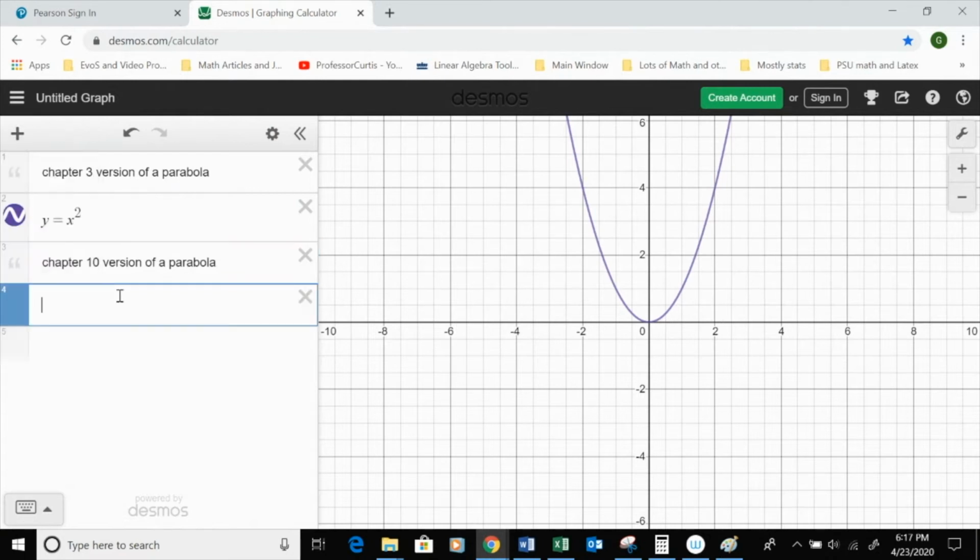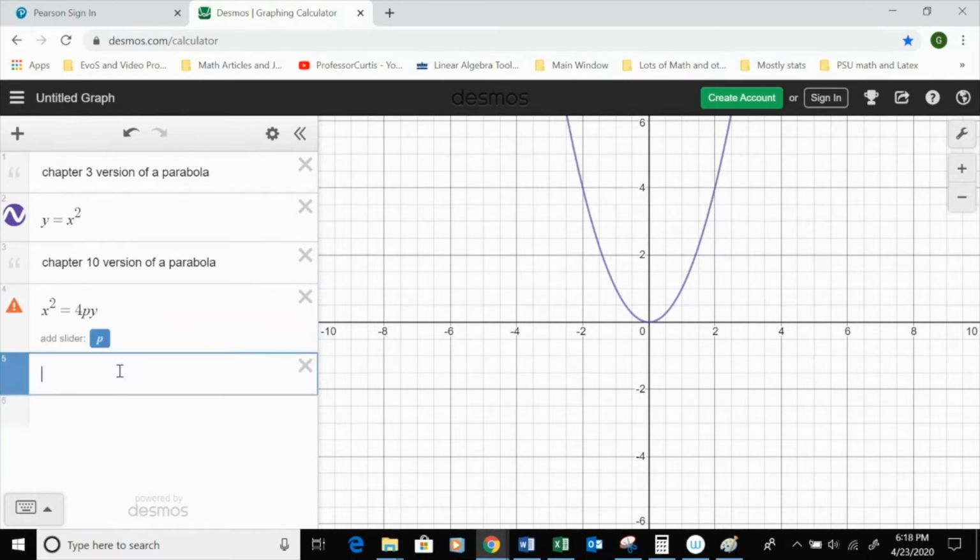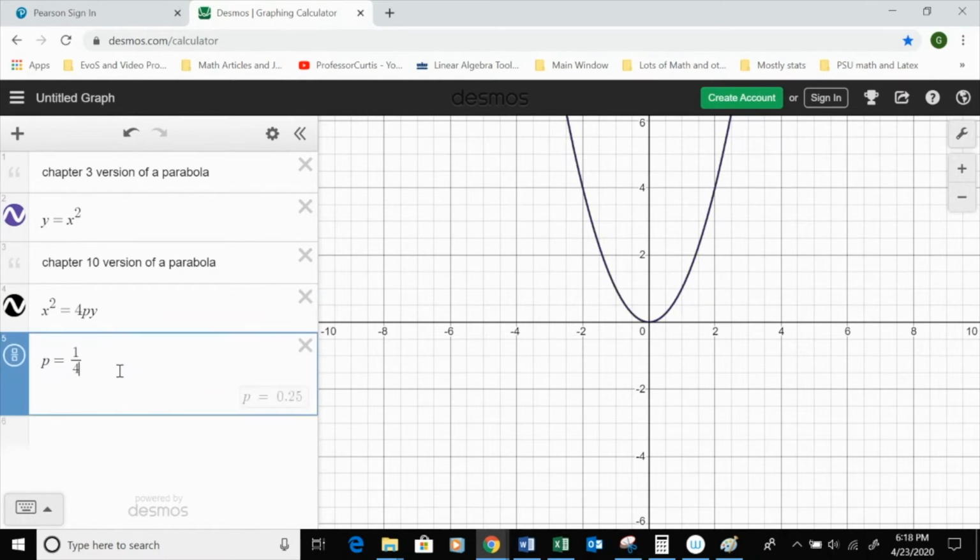I can just type it in, can't I? And what did we just say it was? We said that it was x squared equals 4 times p times y. And you look at it and say, well, it's not the same because it won't draw it. They don't know what p is. Oh, they don't know what p is? Well, I'll tell you what p is. p is 1/4. You say, wait, where'd the thing go? It's there. It just happens to be exactly the same.